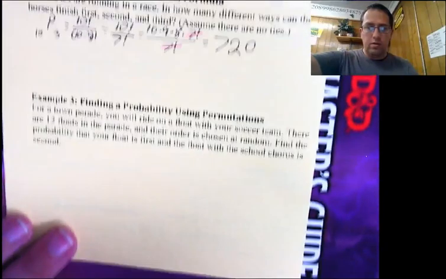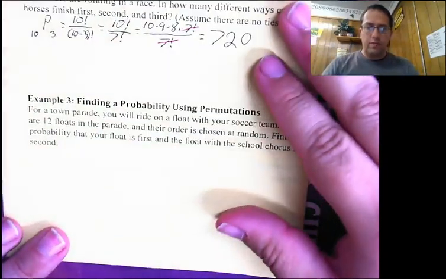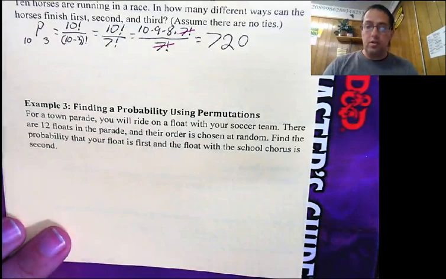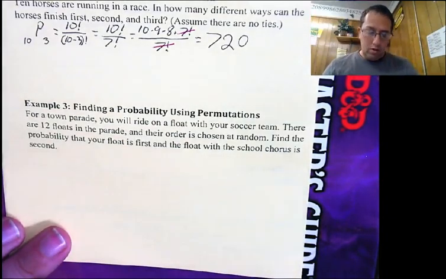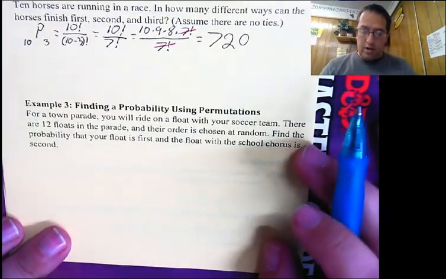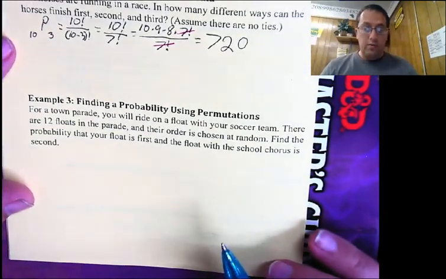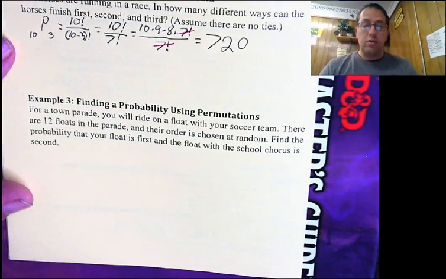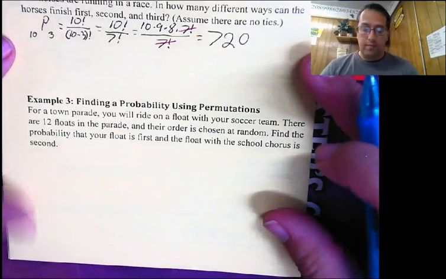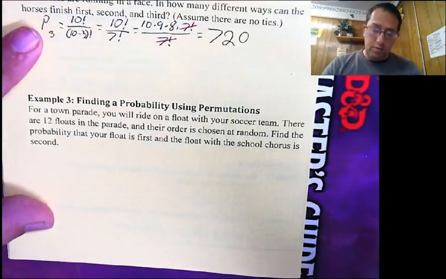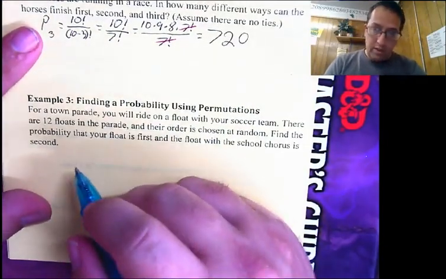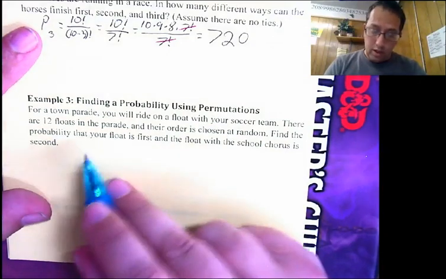All right, let's take a look at another one. Example 3, finding the probability using permutations. Okay, so we have a town parade. You're going to ride on a float with your soccer team. There are 12 floats in the parade, and the order is chosen at random. We want to find the probability that your float is first in the parade and the second float is the school chorus. All right? So, as you remember, probability is the number of favorable, okay?